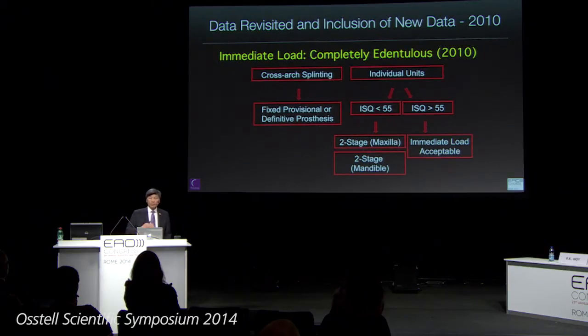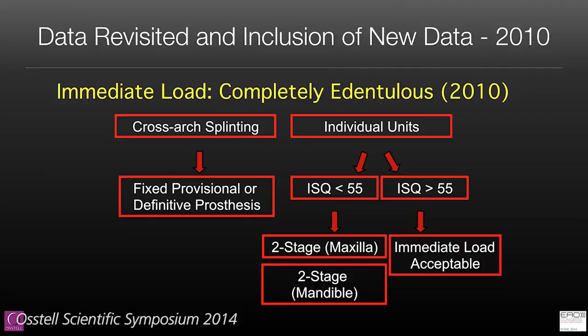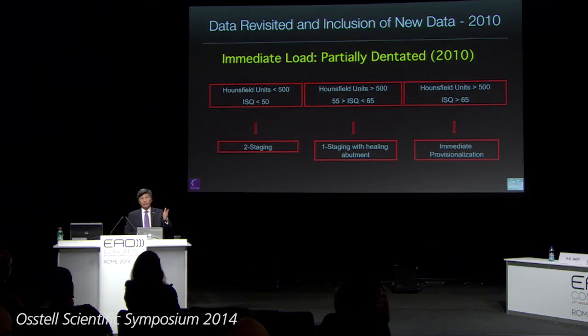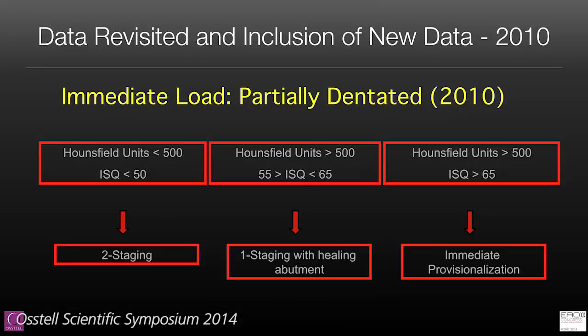Now, we went back and continued to follow that data, and by 2010, we revisited our recommendations. And we saw that, again, as a clinician, I want to achieve as high a success rate as possible. And so we looked at the ISQ levels and the cutoff values, and we started to move up in 2010. So the same recommendations, however, the cutoff point was now at 55. This is in 2010. So we converted and started to move up as far as our values are concerned.